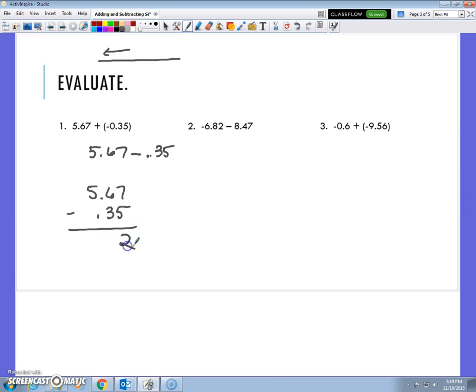7 minus 5 is 2. 6 minus 3 is 3. And then my decimal point. And then 5 minus 0 is 5. 5.32. Okay, so the simplified or the evaluation of that would be 5.32.